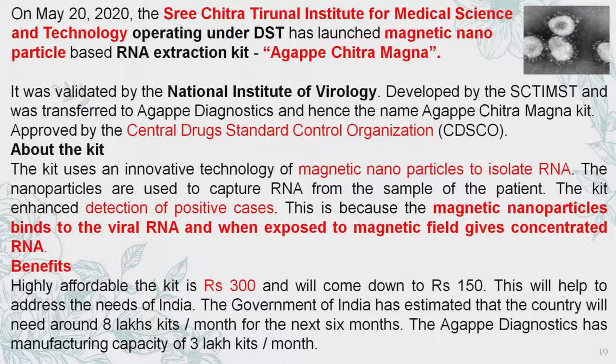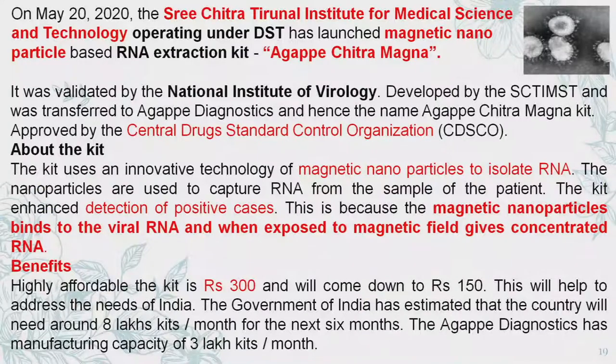The nanoparticles are used to capture RNA from the sample of the patient. The kit enhanced detection of positive cases. This is because the magnetic nanoparticle binds strongly with viral RNA. When exposed to the magnetic field, it gives concentrated RNA. Benefits: affordable kits, only 350.